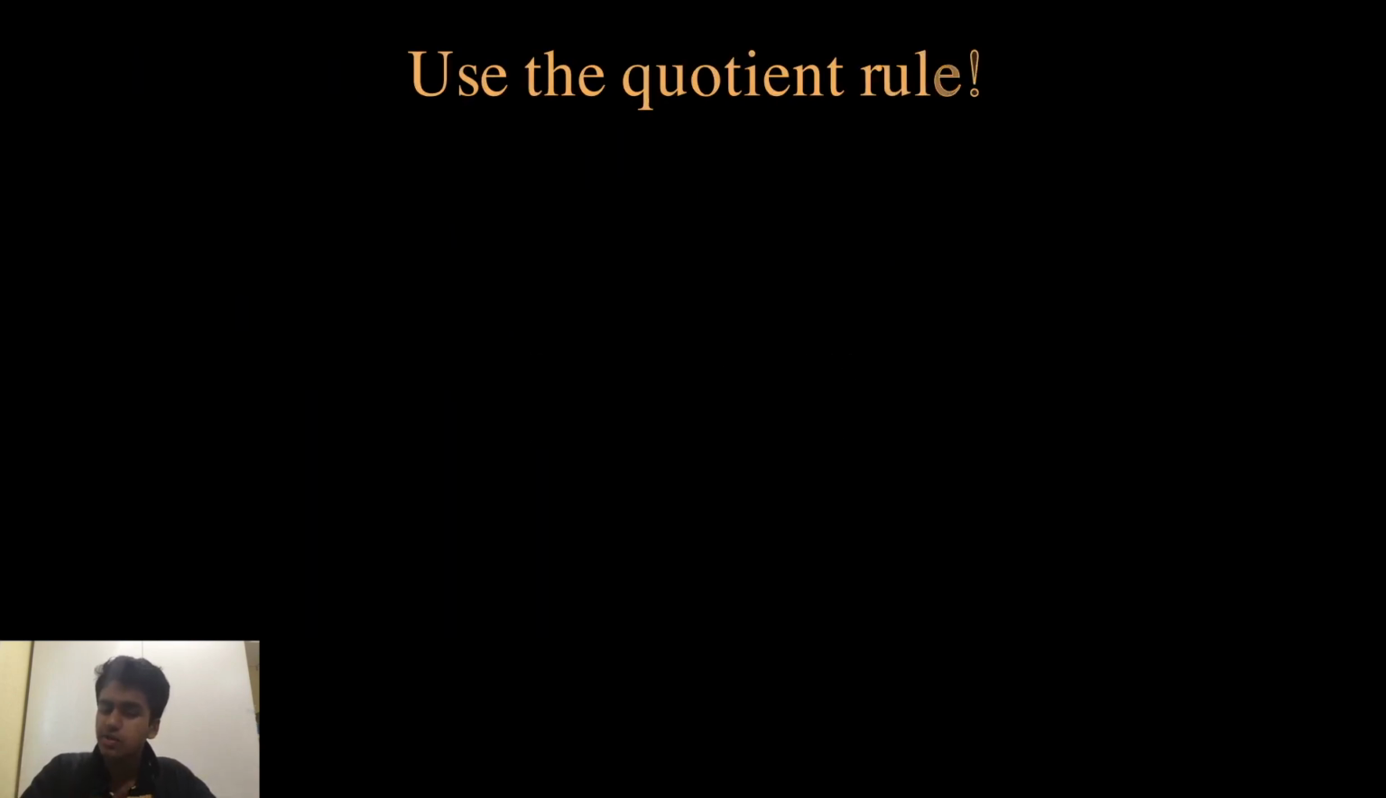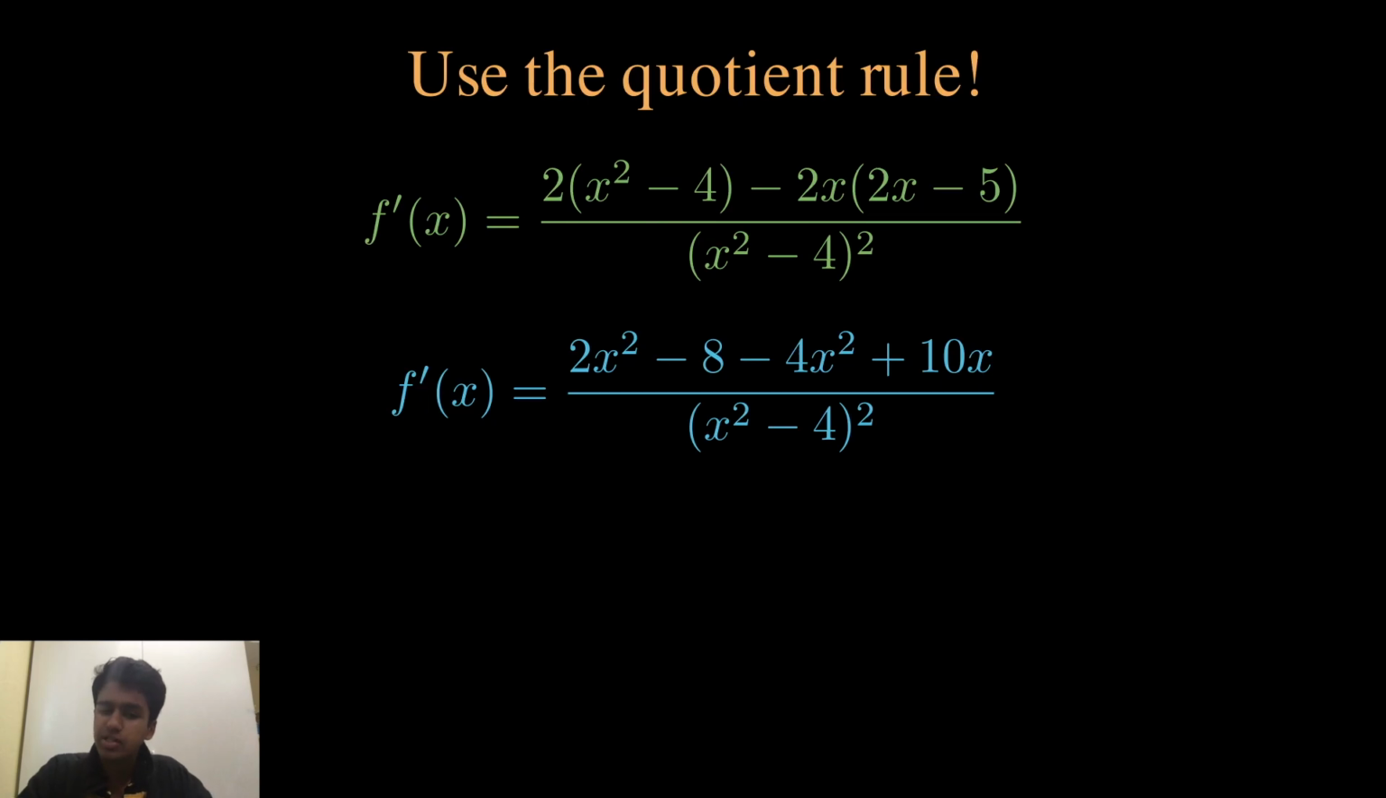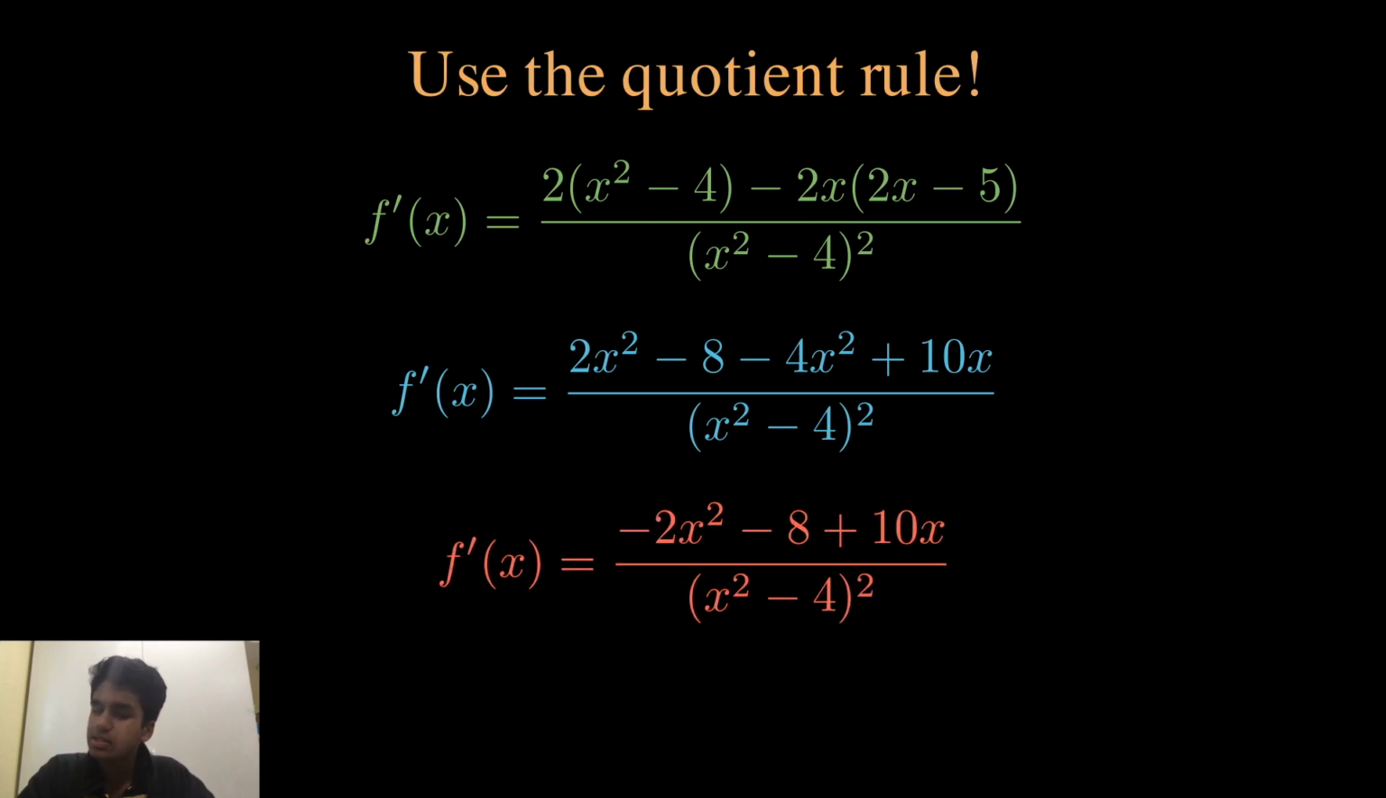Now part C wants us to differentiate this function. So we use the quotient rule. And basically, at the bottom we have x squared minus 4 squared. And then at the top, we have 2 times x squared minus 4 minus 2x times 2x minus 5. And we can expand this and simplify to get minus 2x squared minus 8 plus 10x over x squared minus 4 squared.